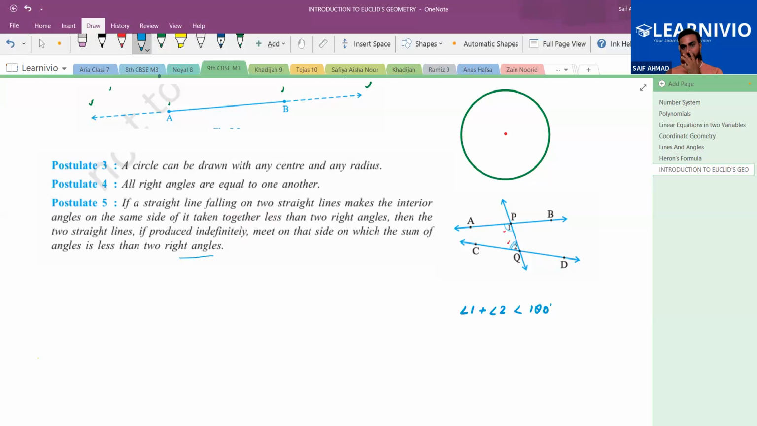What does it mean? If the sum on the same side of these angles is less than 180 degree, then if we produce the lines, they will meet at one point. Understood? Yes, sir.